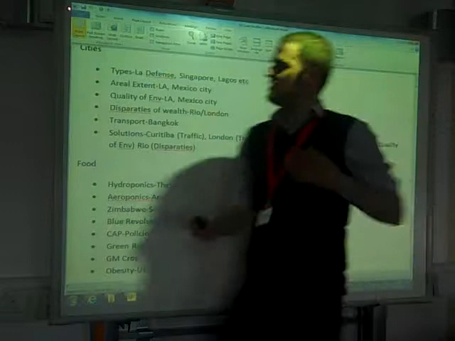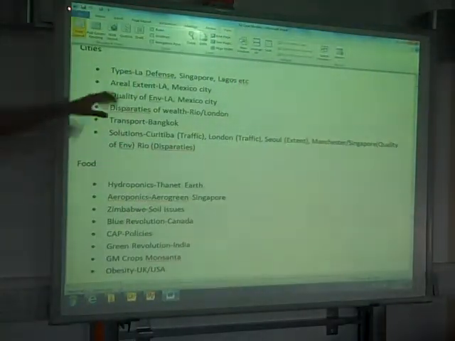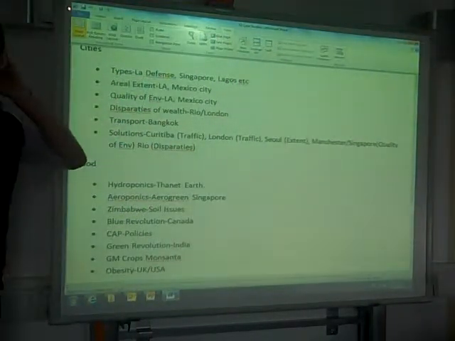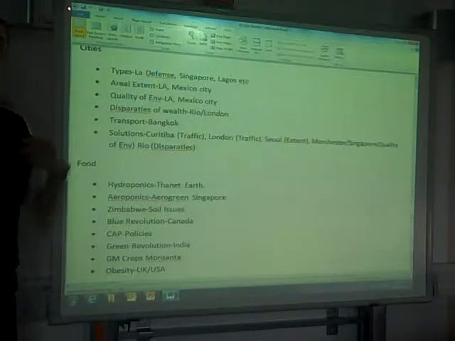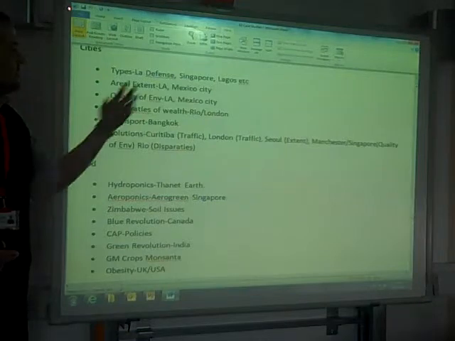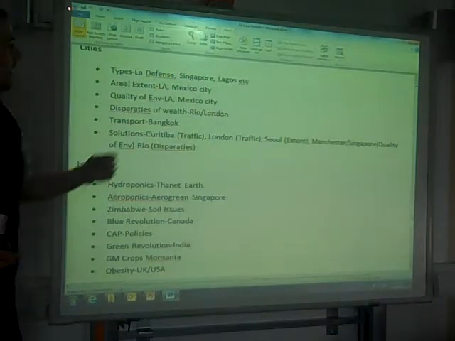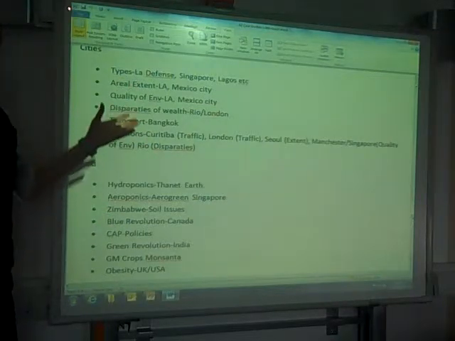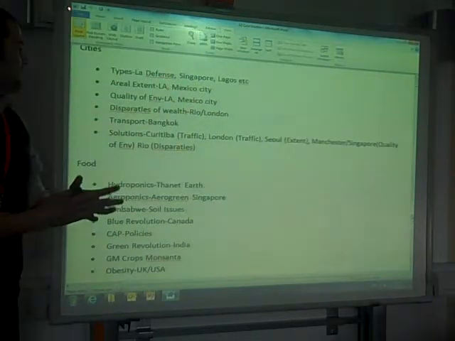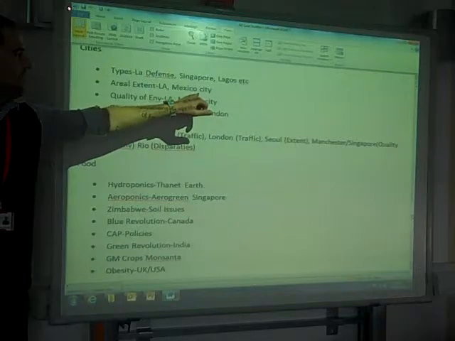Moving further down into the topic, you can see that we cover cities and food. In terms of cities, there are a number of things to look at. The first one is the types of cities that we have. So for example, we have La Défense, which has been a city which has been redeveloped. We have Singapore and we have Lagos. All these are different categories of cities. We need to look at the areal extent, so the area that they cover. So the growth of LA and Mexico City.